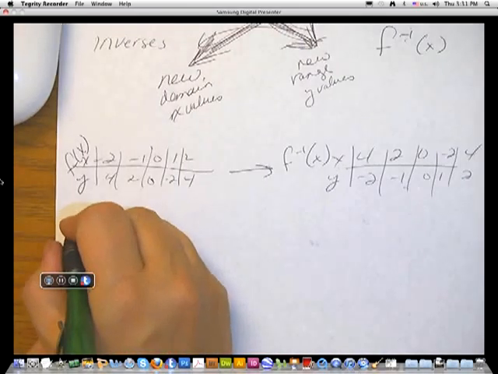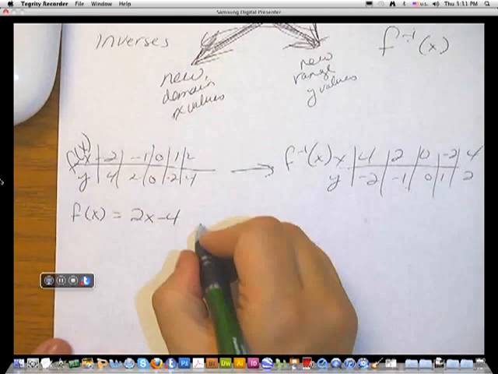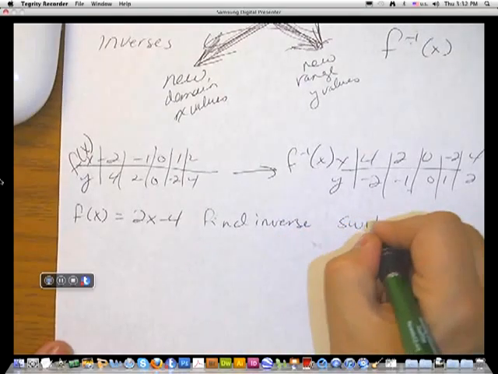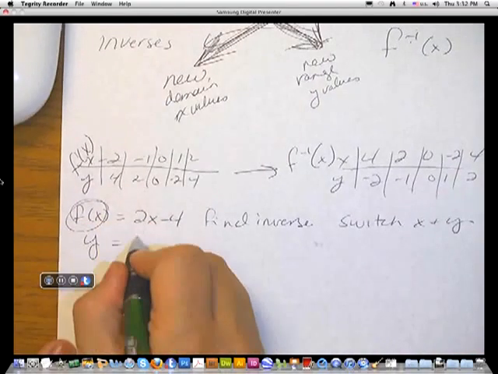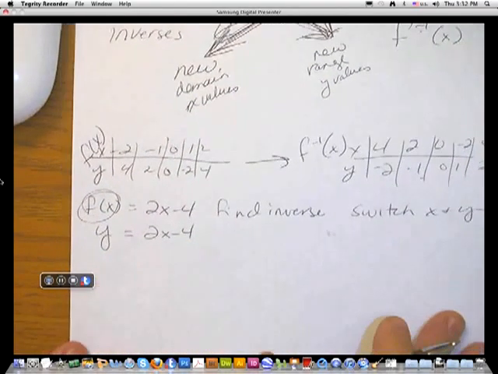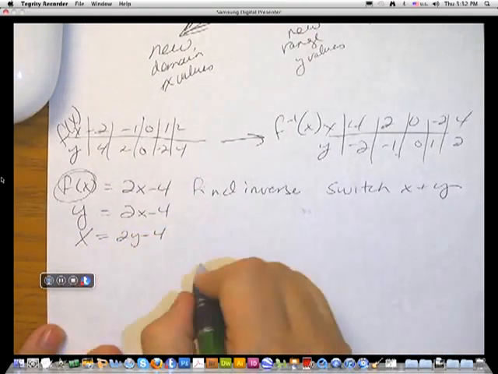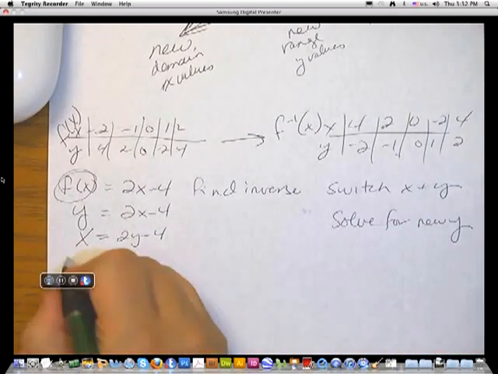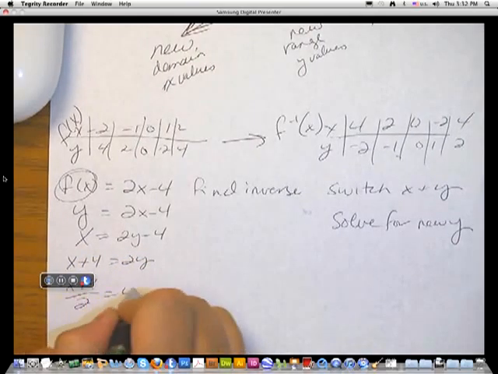If you want an equation, let's say I have f of x is 2x minus 4, and it says find the inverse. Well, again, we switch our x and y. First of all, we have to make that a y. Then we switch them and solve for the new y. So x plus 4 is 2y. So x plus 4 divided by 2 is y.